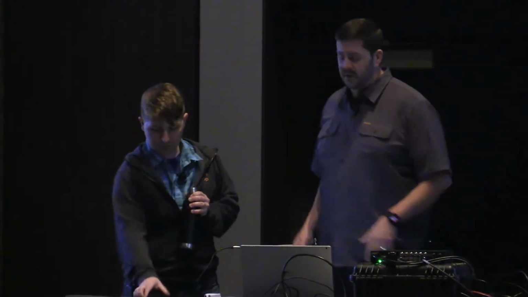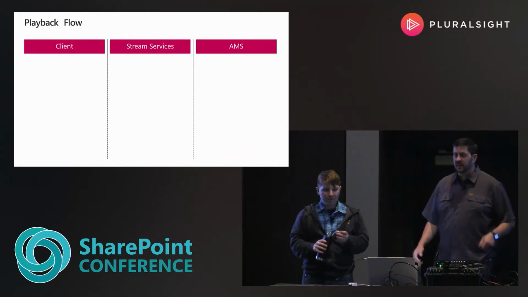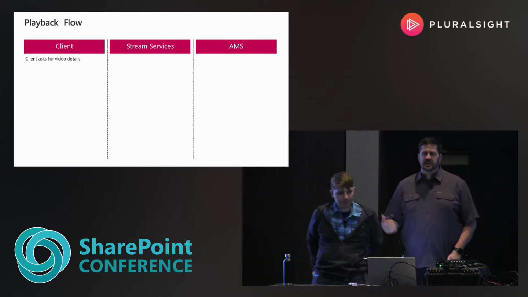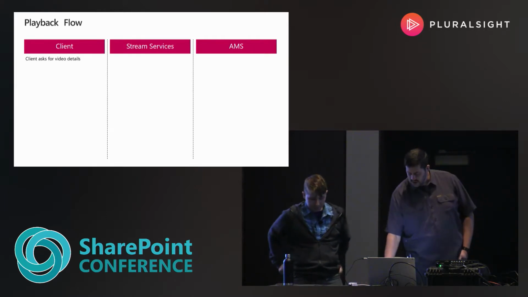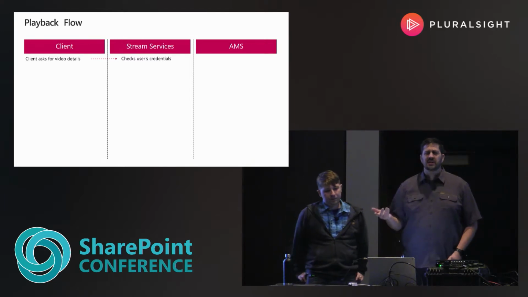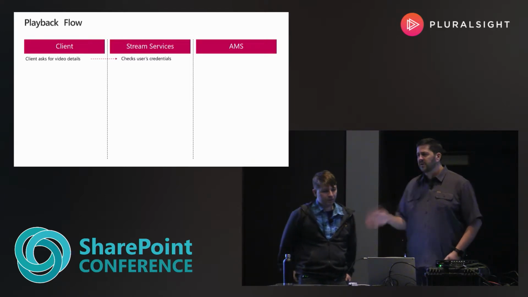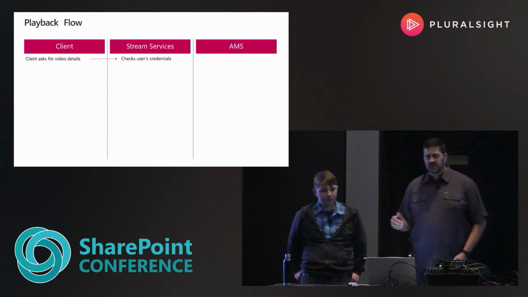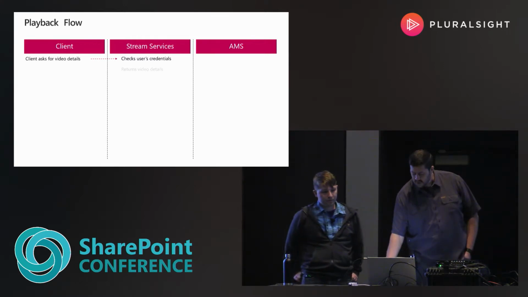All right, now that we got the content into Stream, we got to actually do what we came here to do, which is to view it. So again, we're going to start with the flow and explain how this all comes together. The client is going to start by asking for the video details from the service. The first thing that happens is the service is going to say, hey, are you who you say you are? Do you actually have access to this video? So no matter how you get to Stream, whether it's through browse, through search, through an email, the first thing we're going to do is check, do you actually have access to this video?